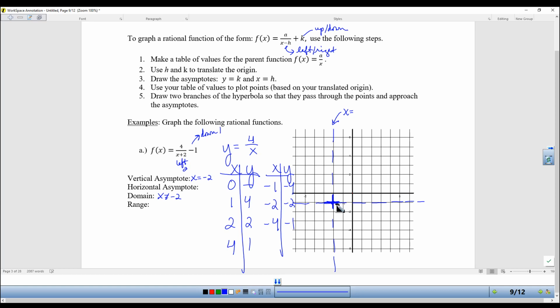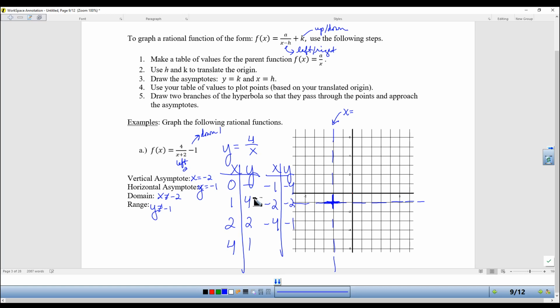According to my shift, the horizontal asymptote is now at y is equal to -1. And so my range, that's the one value that y will never be. Y is not equal to -1.